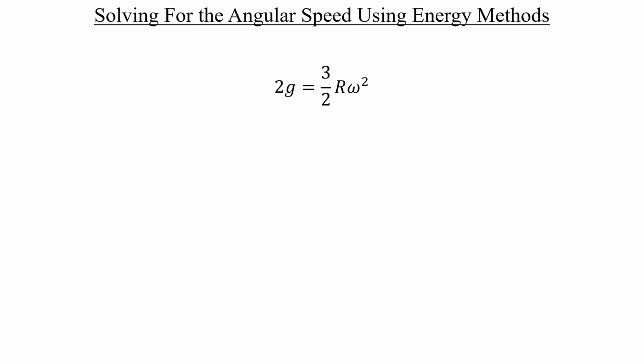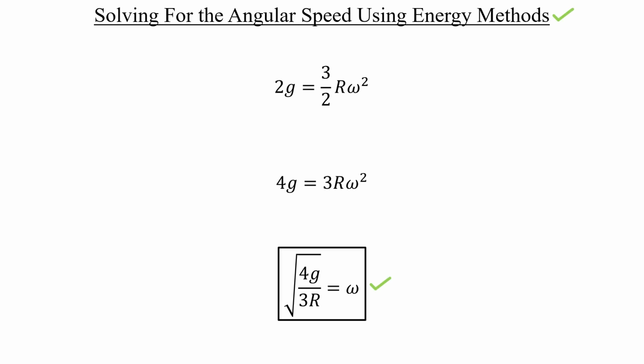Now let's multiply both sides by 2, then divide both sides by 3r, and then take the square root. And take a look at that. We're done. That's it. That's all we needed to do here. This problem is just a little practice on using energy conservation in a rotational context, and we'll see a bit more of that in the upcoming problem.